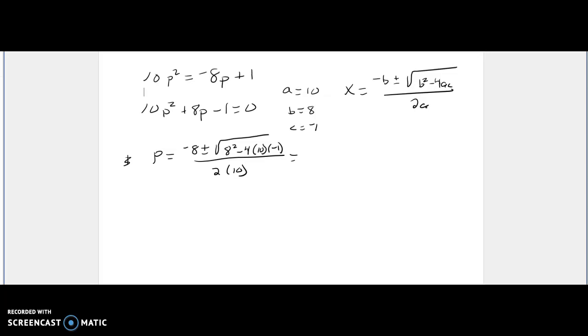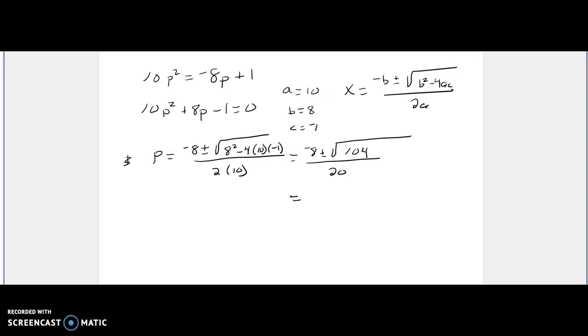Okay, I'm just going to do a little bit of arithmetic right here. Plus or minus the square root. If I square the 8, I get 64, plus that 40, I get 104 all over 20, which is fine. Now, I'm going to continue.